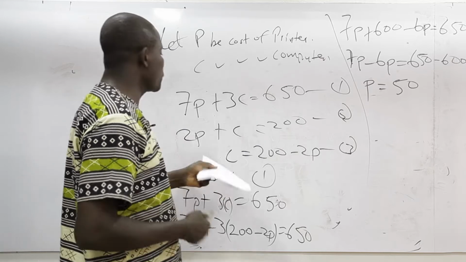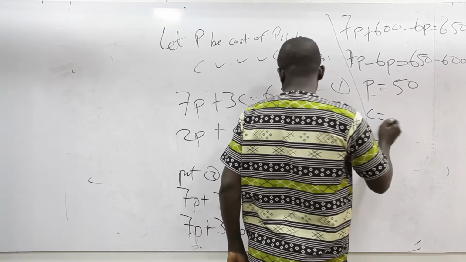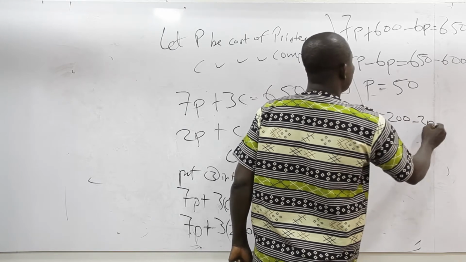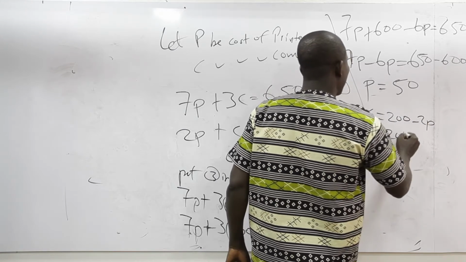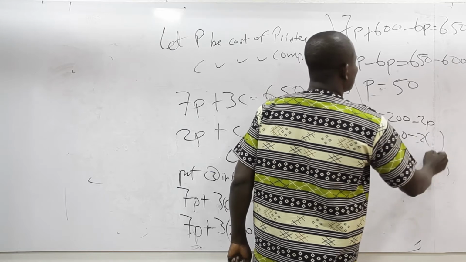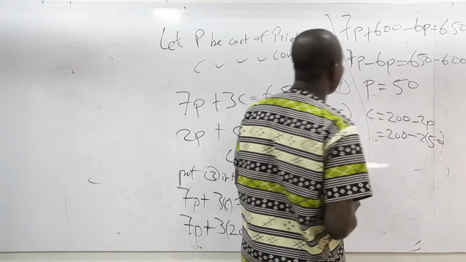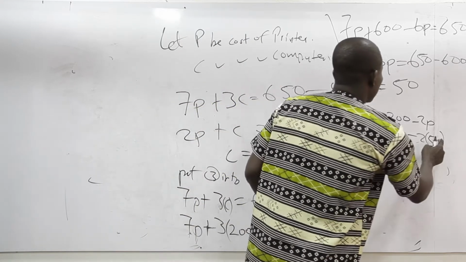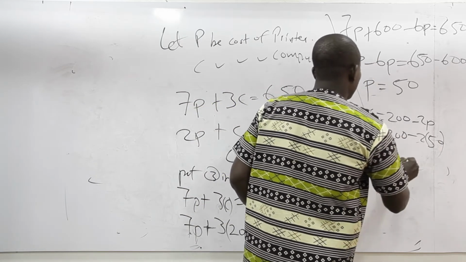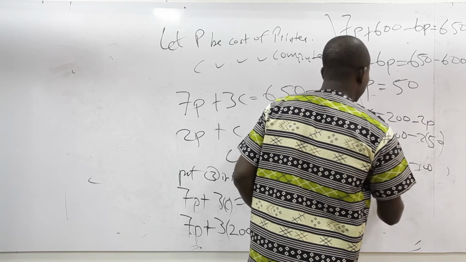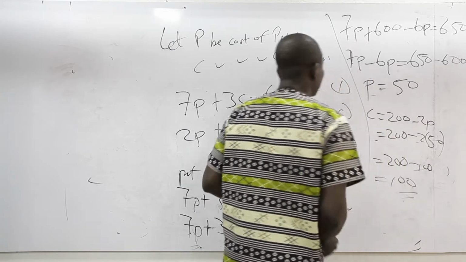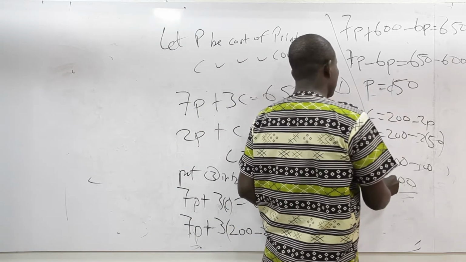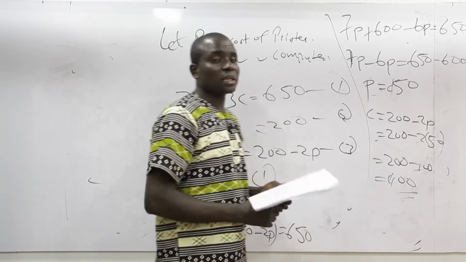Now, what about the computer? We can also say that C is equal to what? 200 minus 2P. And P is, so we have 200 minus 2 times 50. Are you with me? This is your C. So when you put it there, it becomes 200 minus 100, which is equal to what? 100. So P is what? 50 cedis, and then C is what? 100 cedis. That's about question 1.